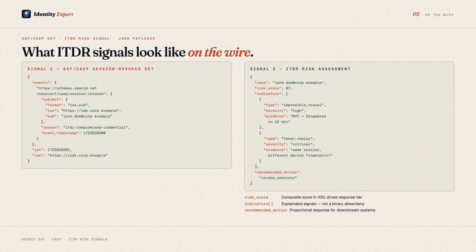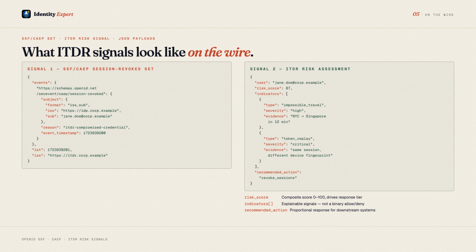Second, an ITDR risk signal. This is the internal assessment the engine produces. The payload contains the user principal name, a composite risk score on a scale of 0 to 100, an array of indicator objects, each with a type like impossible travel or token replay, a severity and supporting evidence, and a recommended action such as revoke sessions.